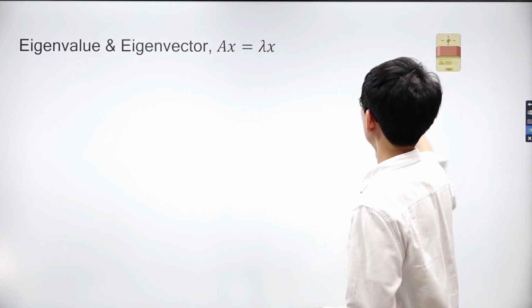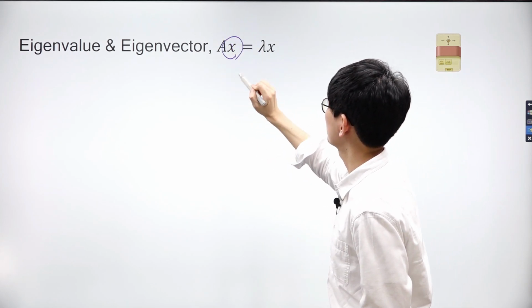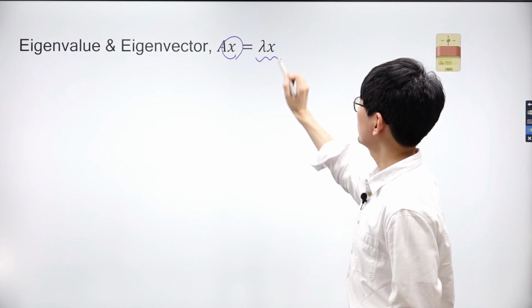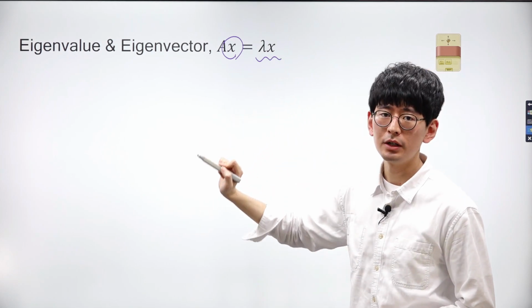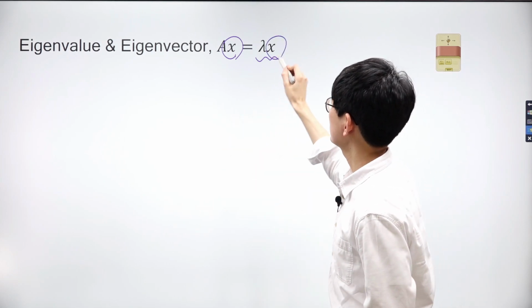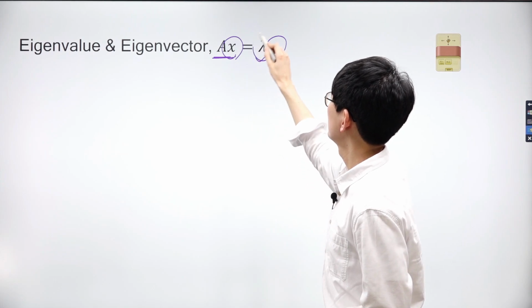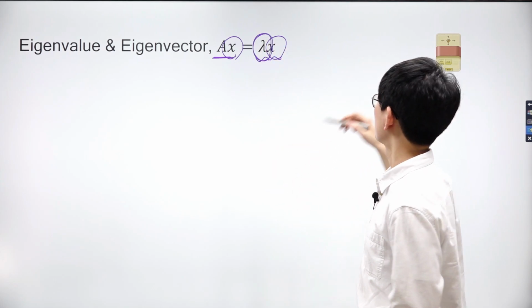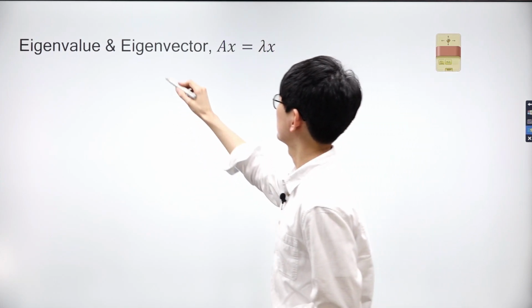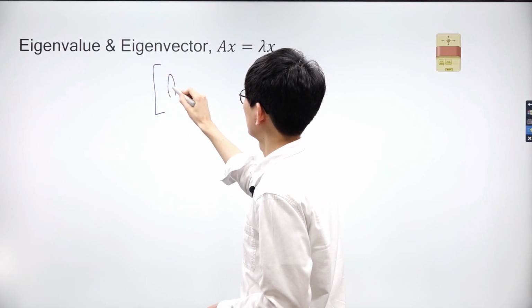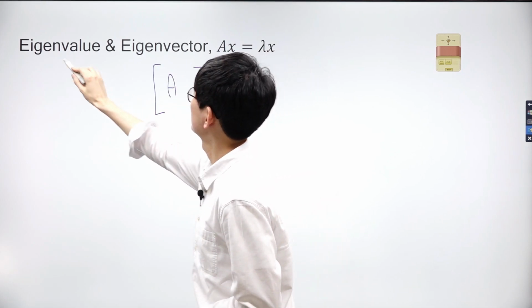Mathematically, an eigenvalue, often denoted by the Greek letter lambda, satisfies the equation Ax = λx, where A is the matrix and x is the eigenvector. In other words, it means that when you multiply matrix A by its eigenvector x, you get the same vector x back, just scaled by the eigenvalue lambda.